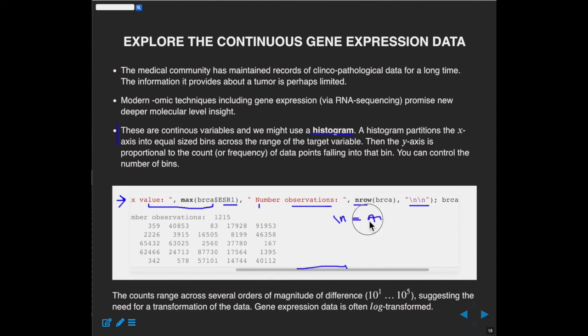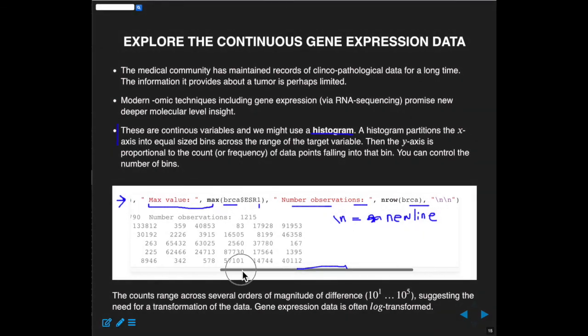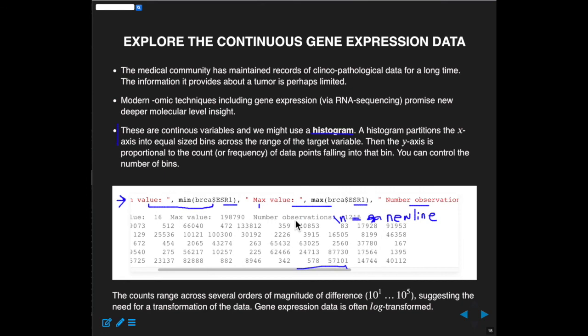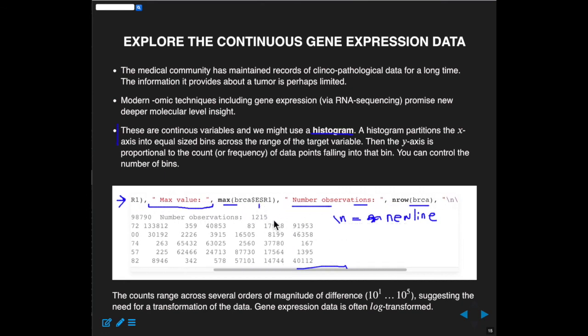It's historically how we write or tell the computer to print a new line to the screen, to take the cursor and move it to the beginning of the next line. Here I've asked for 2 new lines in a row, and I put one at the beginning too, so that it would start out. You can see now the result of that cat function is min value 16, max value quite large, almost 200,000, and the number of observations is 1215.